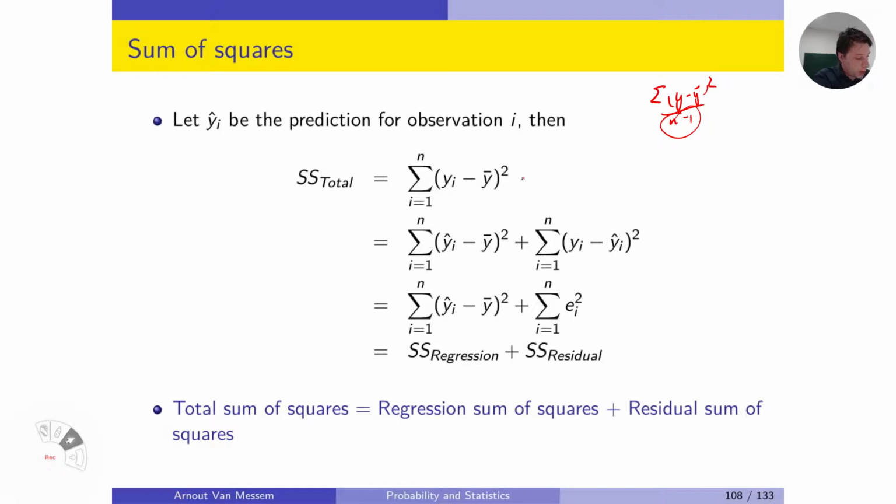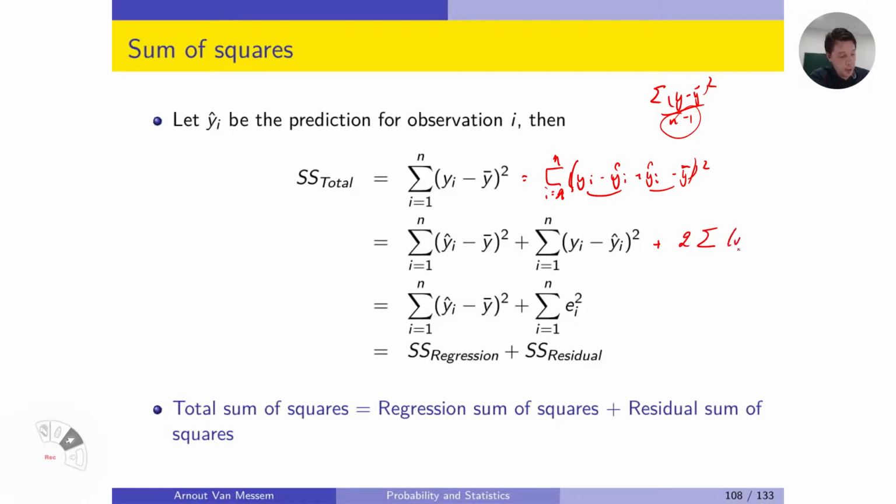What we can do is we can plug in or interject the prediction. So we add and subtract it, it doesn't change anything. So 1 to n. And now we can split this up. We split it in this plus this, the first and the second one, which gives us the squares of the first two terms, yi minus yi hat squared, plus yi hat minus y bar squared, plus, of course, 2 times the product of both.